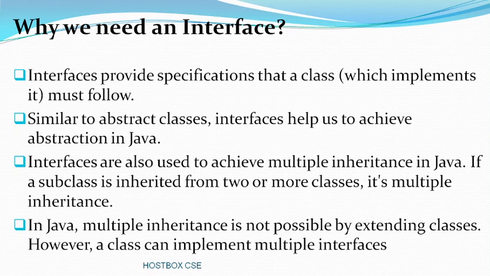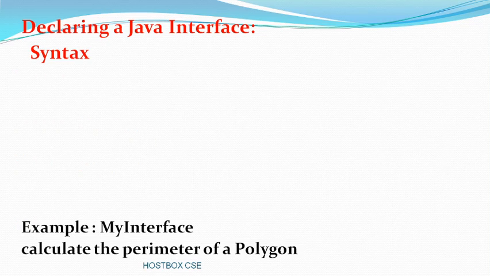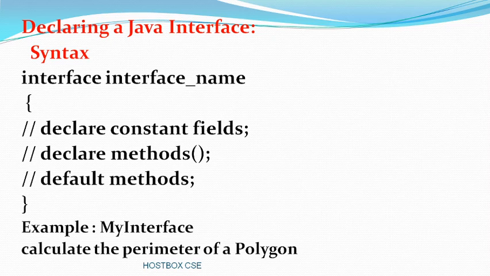So one very important concept is that interfaces were derived from OOPS. Now the question is how to declare a Java interface. To declare one, we need a syntax: interface, space, interface name, open brace. You can declare some constant fields if you want, declare mandatory methods and default methods, and close the brace. So this is the syntax. Whenever we develop a program or code in Java, we have to follow this syntax only.